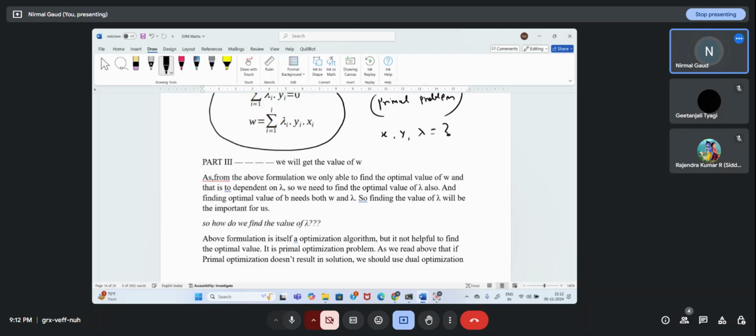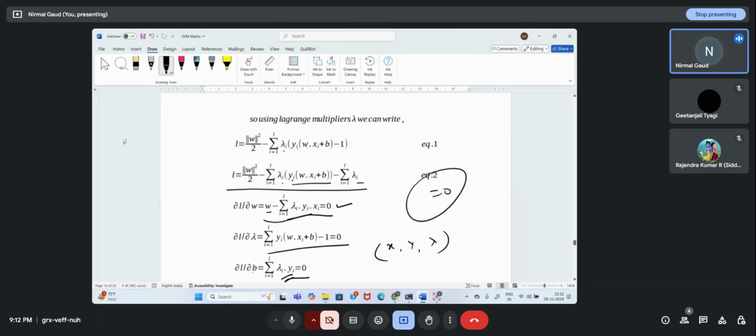Okay, we will again take our primary problem and substitute the value of w in our primary problem, in this problem only, here. We will substitute the value of w. That will convert it into the dual problem.